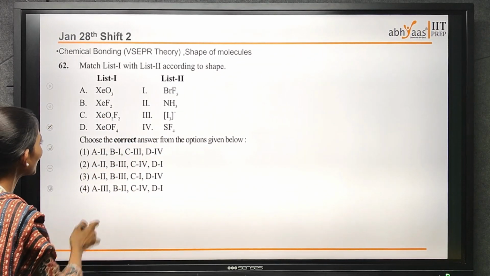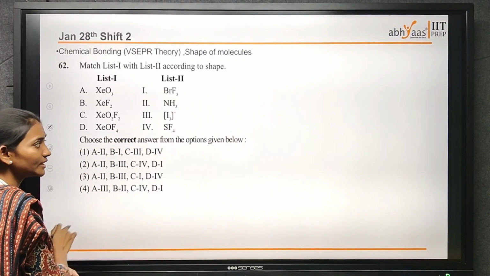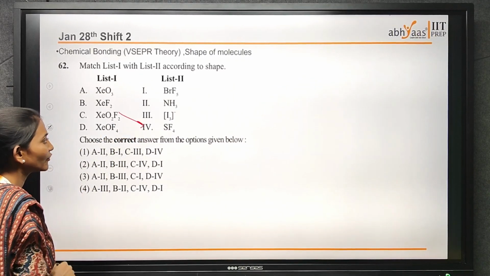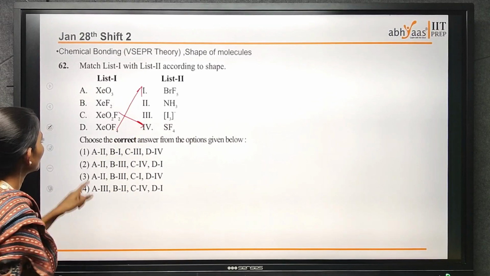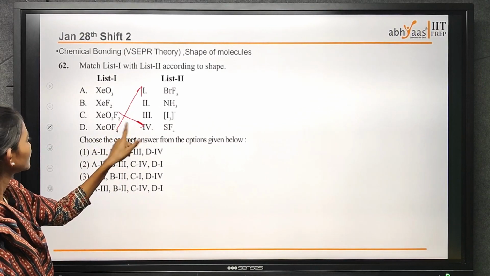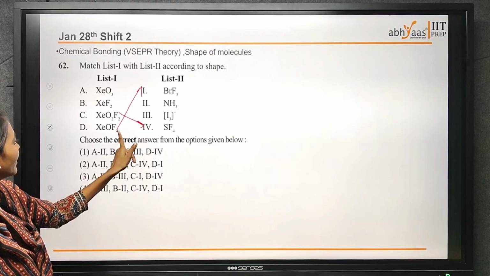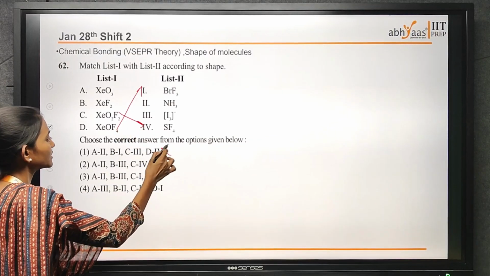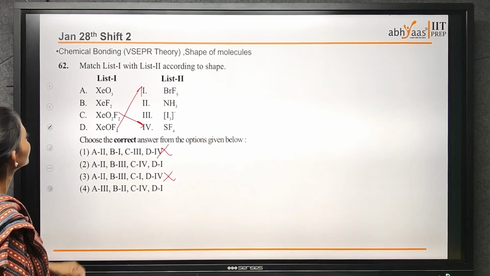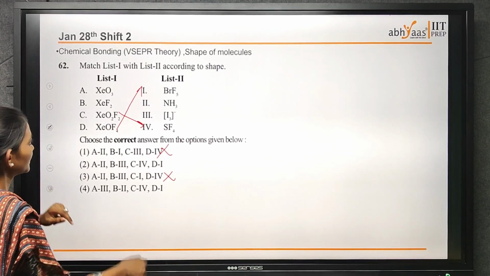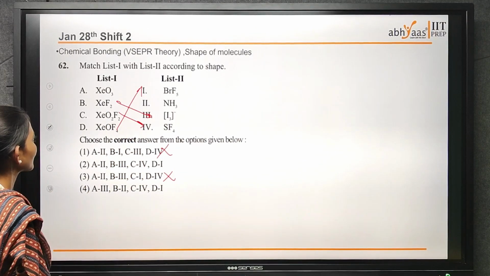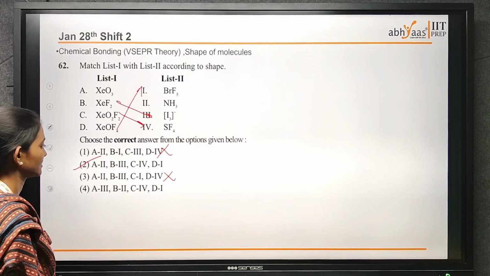So XeO2F2, seesaw, right? Here also we are having that seesaw, SF4, XeF4. We are having that BF5. That means D4 and C4, D1. We can eliminate this 2. We can assume, right? So XeF2 we are having that in I3 molecule which is linear. So option 2 is your answer.